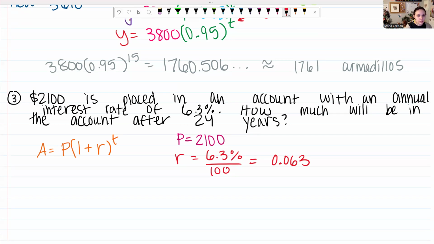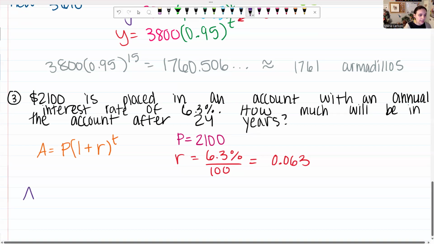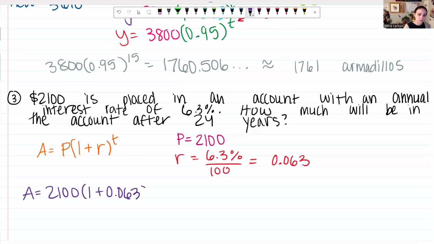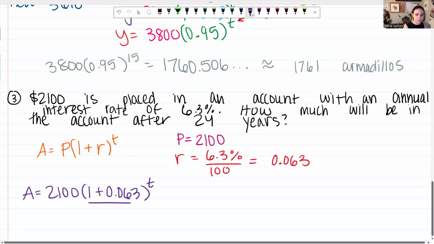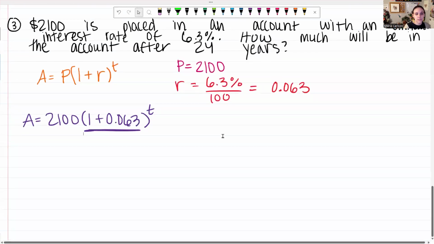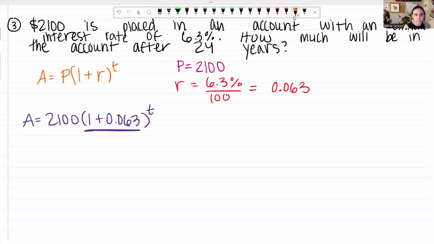So our formula that I'm going to write using this principal and this rate will be A equals 2,100 times 1 plus 0.063 raised to the t power. Now, of course, I can add 1 plus 0.063, and that will get me 1.063 raised to the t power being multiplied by 2,100.